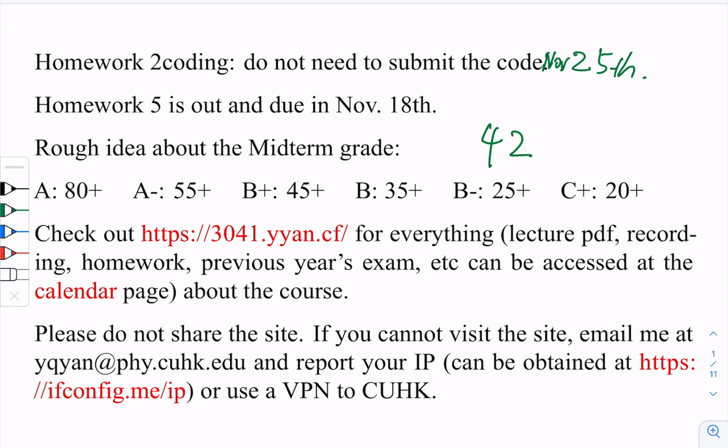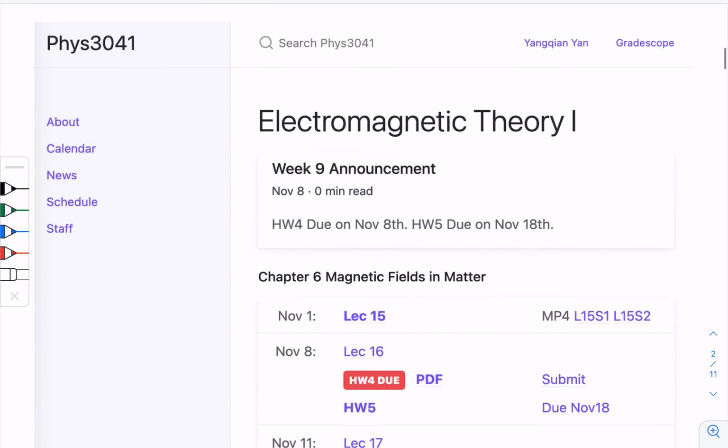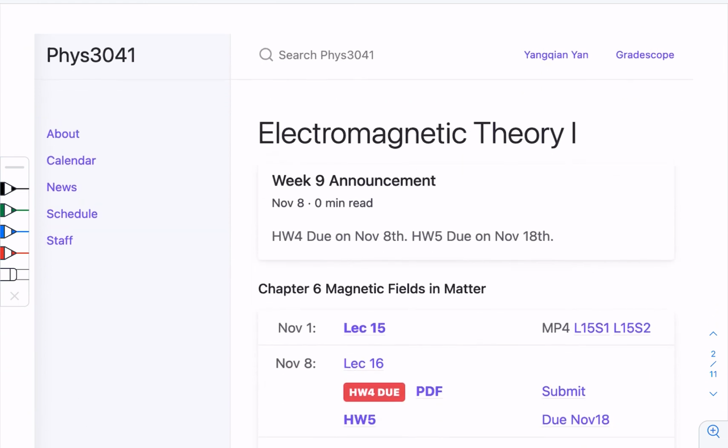So the website contains almost everything. I uploaded the PDFs, the lecture recordings, the homeworks, and even the previous years' exams already at the calendar page. So if you visit the website, it will look like this. And this is the home page of the website.